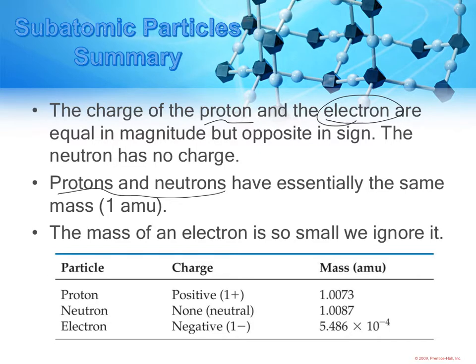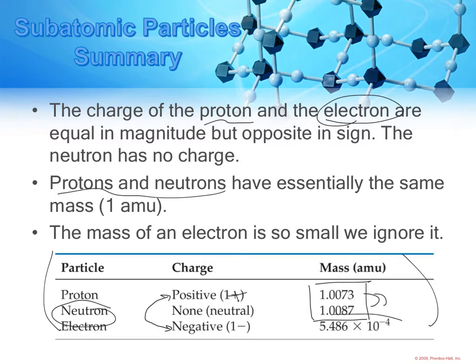This table at the bottom summarizes things that you should know about each of the subatomic particles. The proton and the neutron have essentially identical masses. A little bit different, but for our purposes, we're going to say they have the same mass. The proton and electron have equal but opposite charges. The proton has a +1 charge and the electron has a -1 charge. Of course, the neutron has no charge.